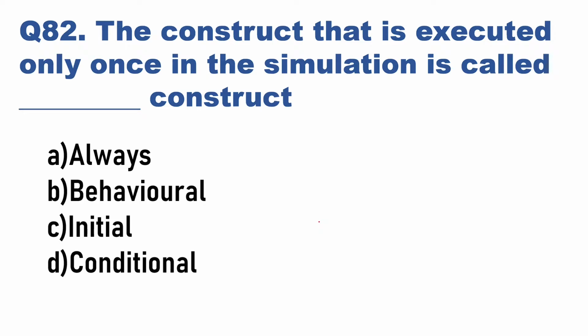Now, as compared to initial blocks, you can have one more blocks which are called always blocks, which can be always executed. So compared to that, the initial construct is one which will be executed only once in the simulation. These blocks are primarily used to initialize variables and drive design parts with specific values. So here the option C will be the right answer. A construct that is executed only once in the simulation is called initial construct. So here you can see option C is the right answer.